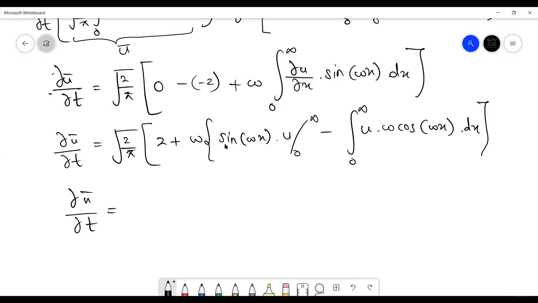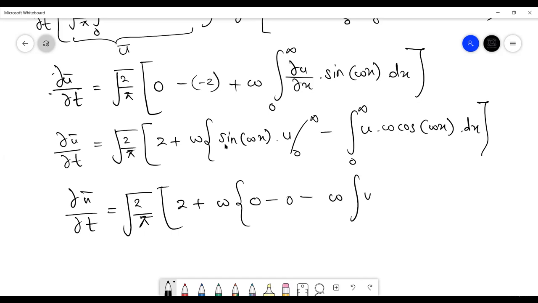We'll see the values. So √(2/π) here, 2 plus ω times... So when x approaches infinity, they have said u is 0, and sin 0 is 0, so again minus 0 minus ω times u cos ωx dx, from 0 to infinity.